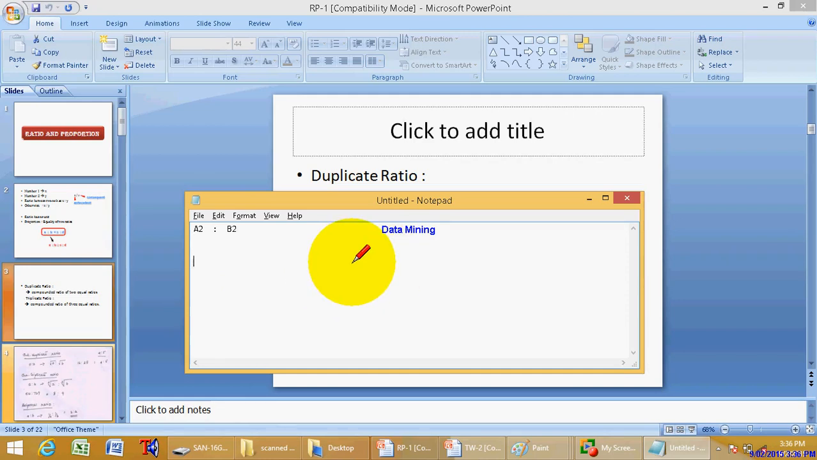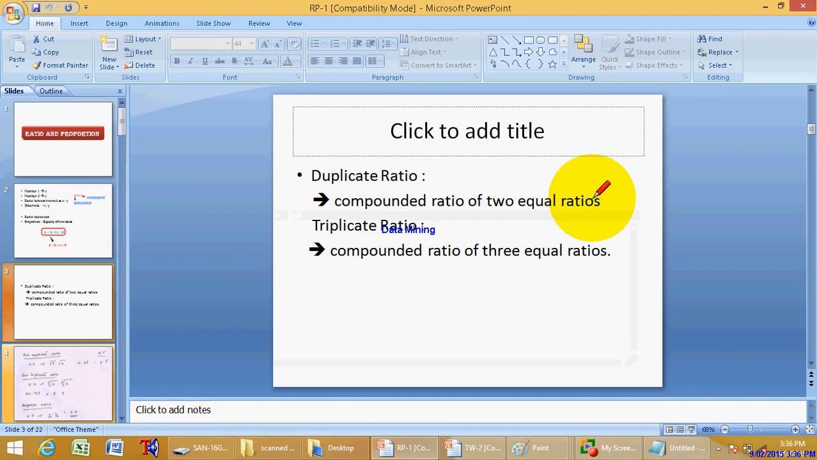Say for example, if A is to B, say 4 is to 6, is the given ratio, then the duplicate ratio will be 4 square, which is 16, and 6 square, that is 36. This is how the duplicate ratio is calculated.